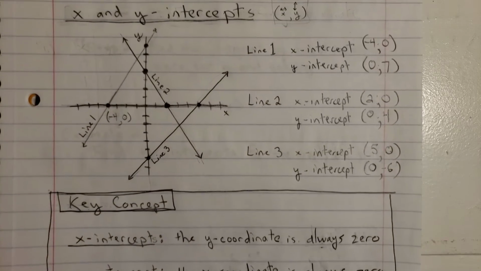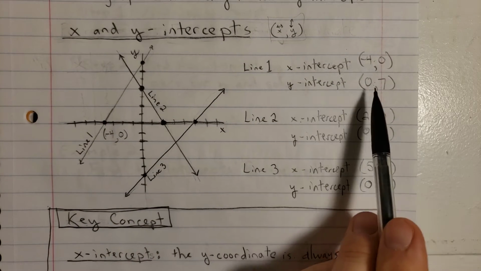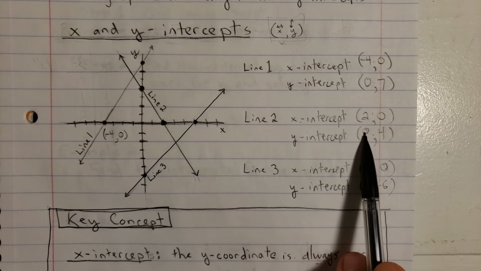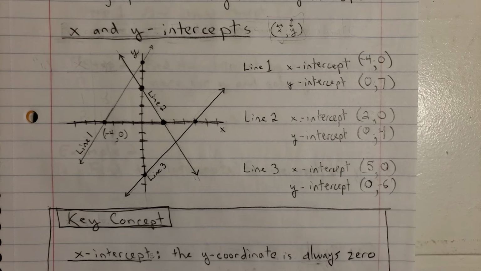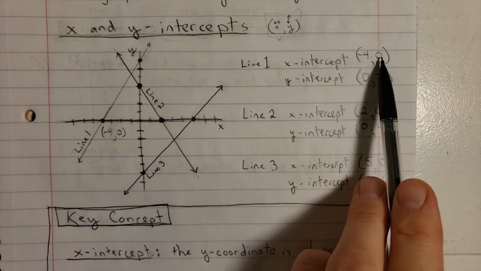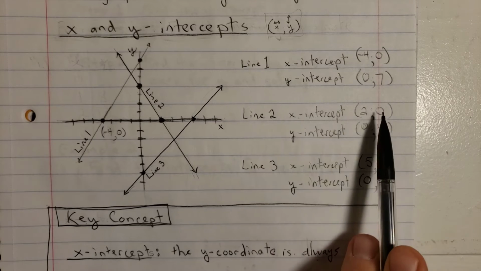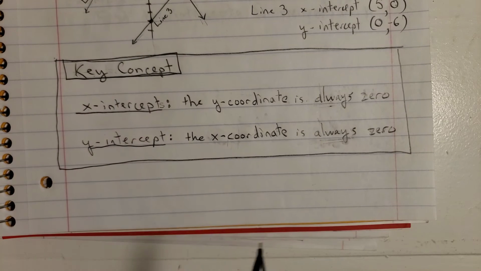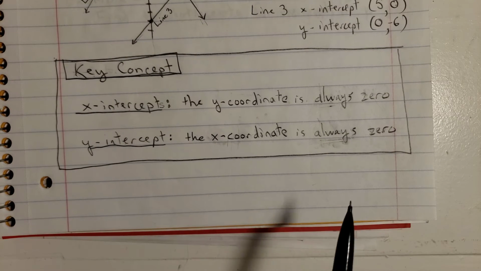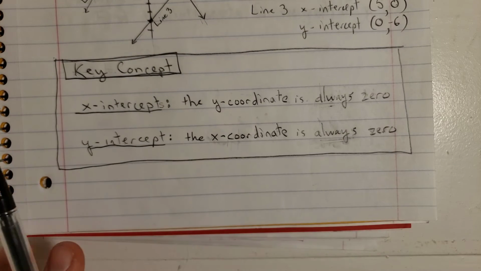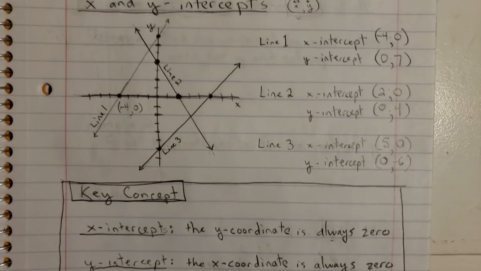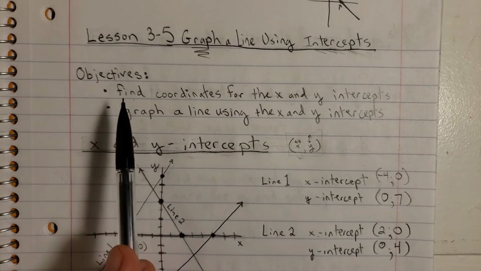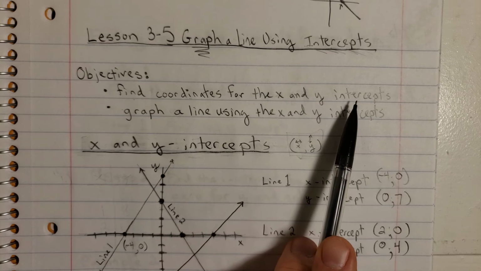All right, you can see that here. Y-intercept? X is 0. Y-intercept? X is 0. Y-intercept? X is 0. X-intercept? Y is 0. X-intercept? Y is 0. X-intercept? Y is 0. That is our key concept. We're not done. We're using that key concept to do our objective today, okay? To find coordinates for the x and y intercepts.